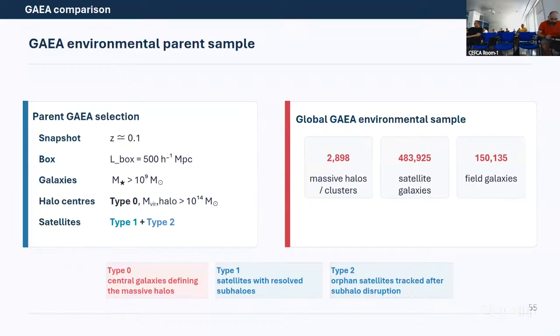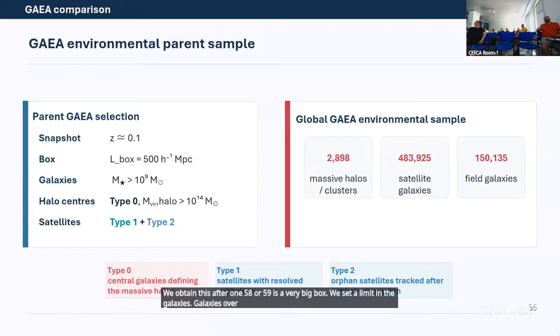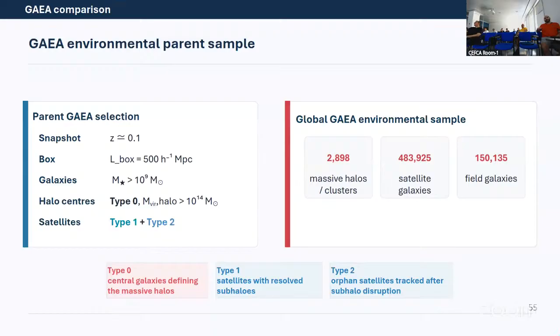work. Just some numbers. We obtained the snapshot at redshift 0.01. I don't remember now, it's like snapshot number 58 or 59. It's a very big box. We set a limit in the galaxies over stellar mass of 10 to the 9. And the halo center is type 0. We set a halo limit in halo mass of 10 to the 14 solar masses, and the satellites. So we are going to obtain our main type 1. We have these big numbers for the whole environmental sample.